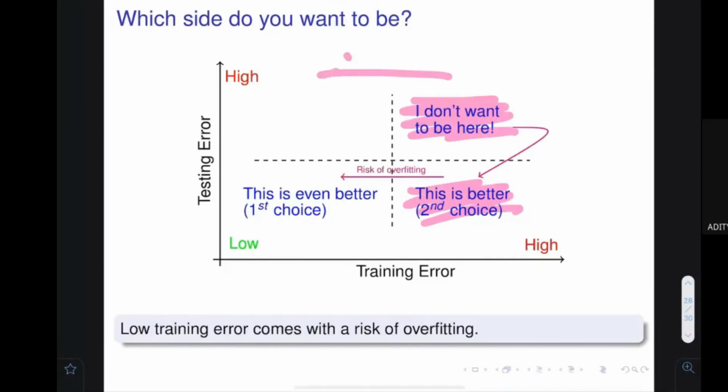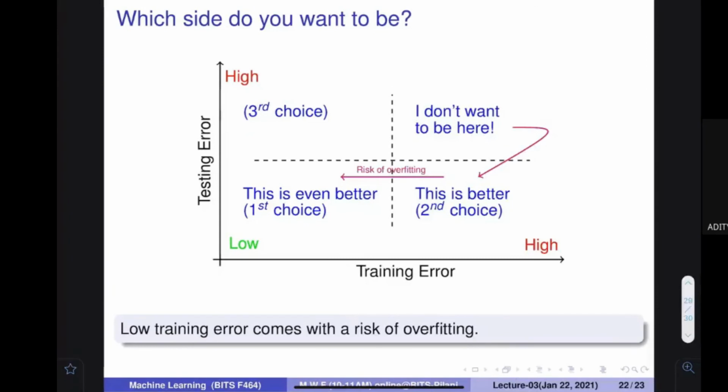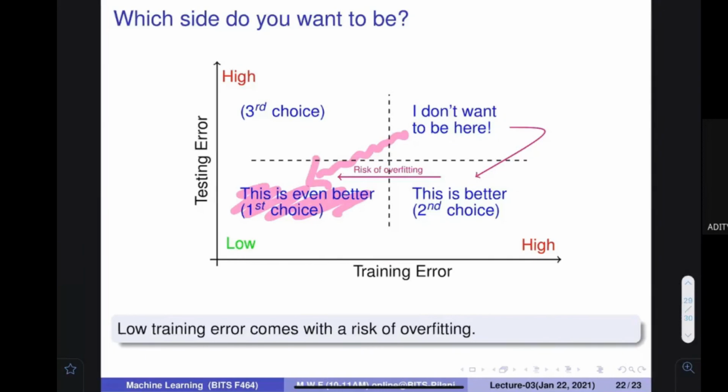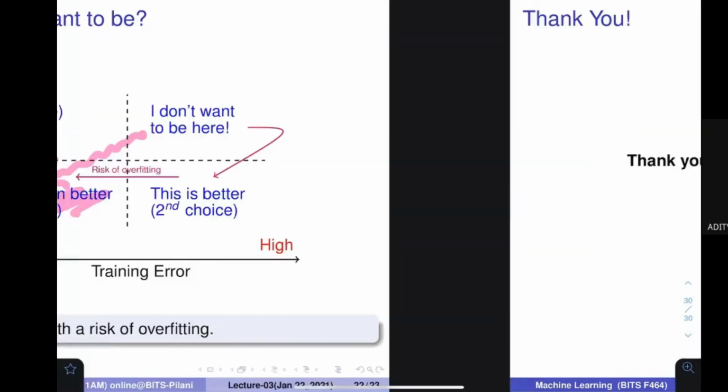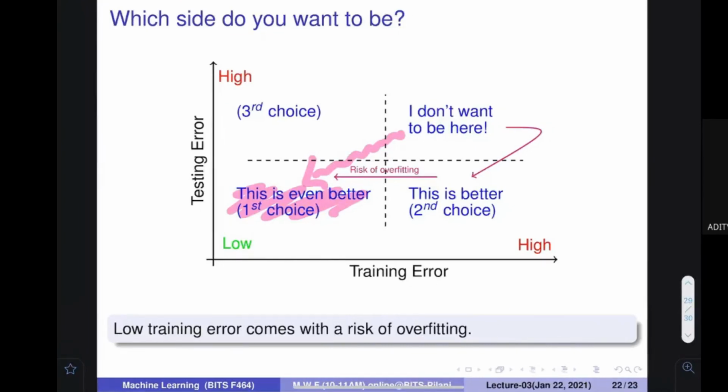If you go into this particular direction, it has a risk of overfitting. But this is an even better choice. So you try to come up into this particular direction, so that your training error is also reducing and testing error is also reducing. At the end you are going to reach the final solution. So thank you very much.